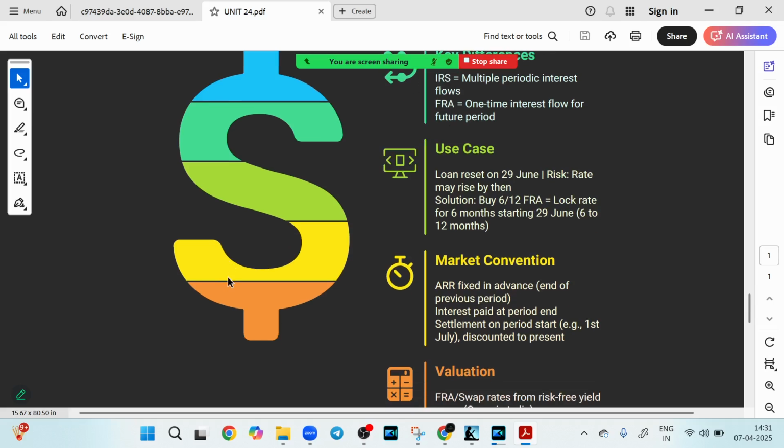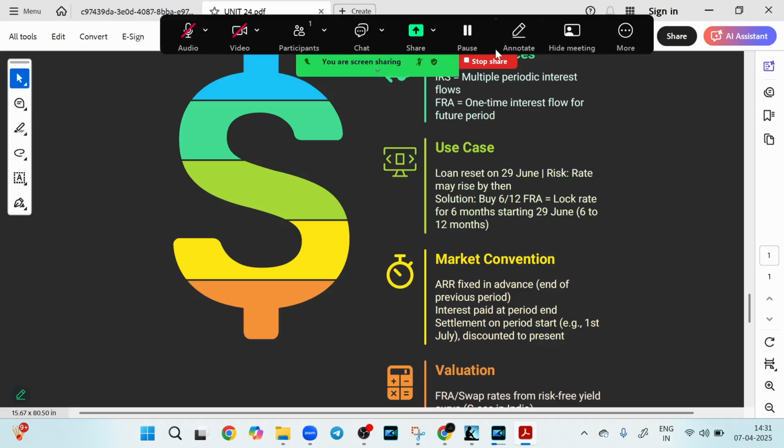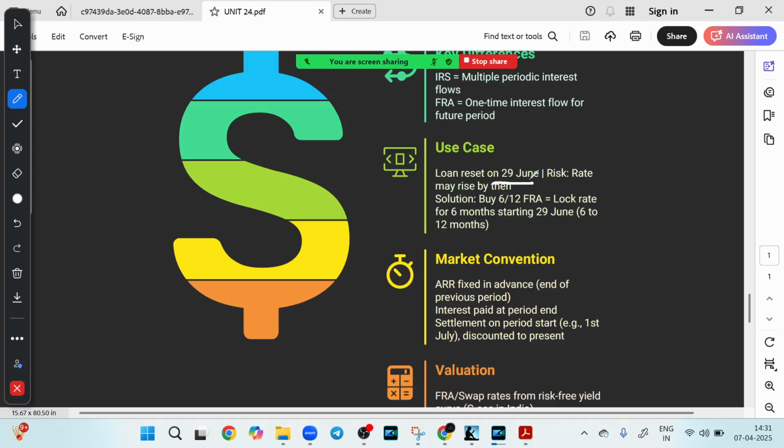Let me give you one example to understand. Suppose a company loan resets on 29th June, right? Now, they fear that the loan will reset on 29th June and interest rate may rise by then. The solution is that they buy a 6/12 FRA, right? Which means locking in today's rate for the 6-month period from 29th June to December.